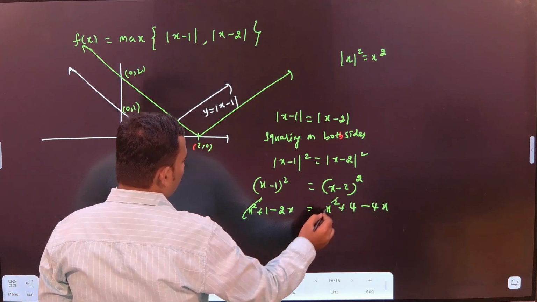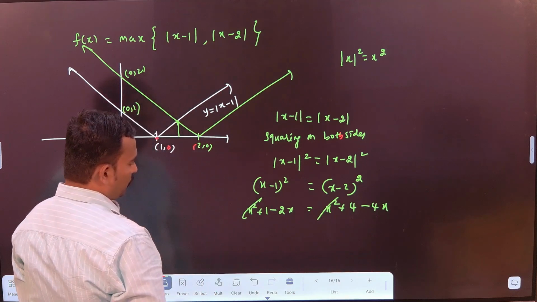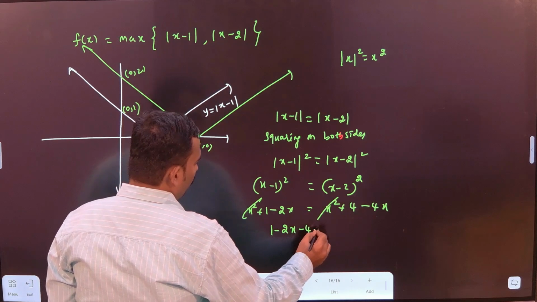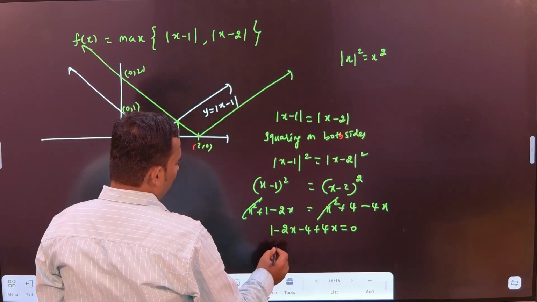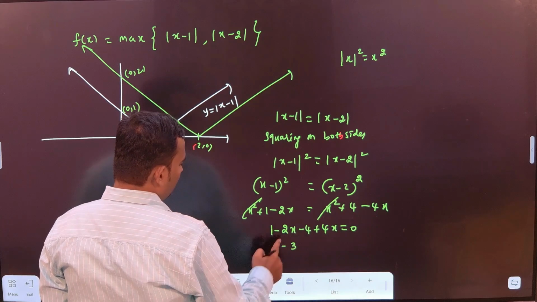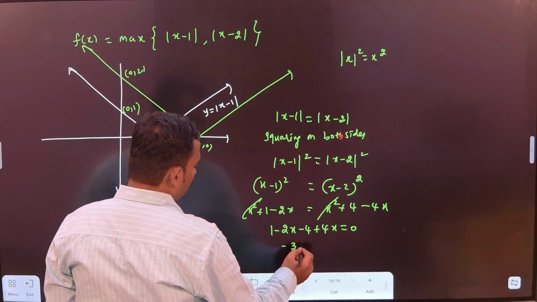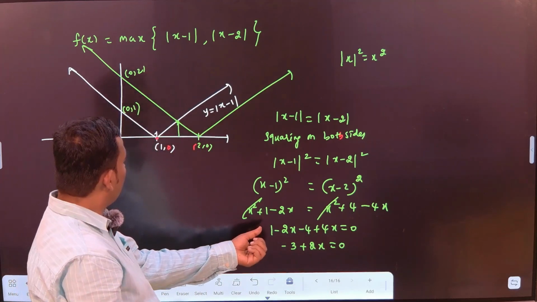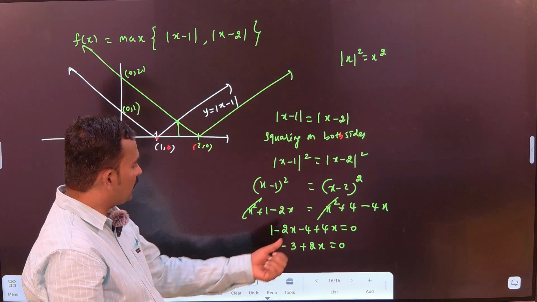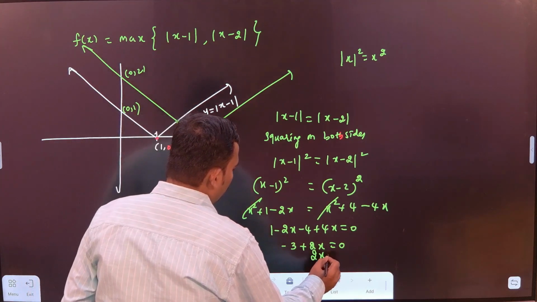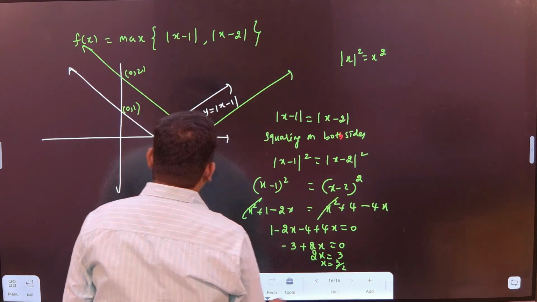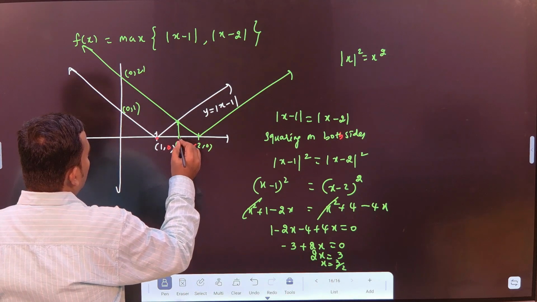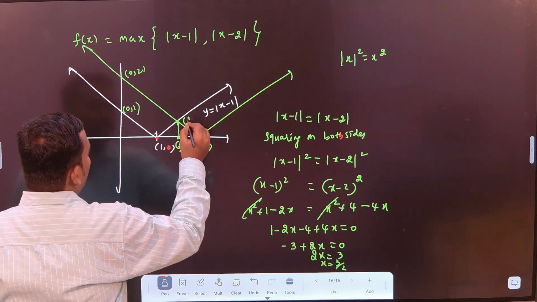So here you can see x square cancels. 1 minus 2x, here 2 square is 4, 2 into 2 is 4x, correct. So 1 minus 2x minus 4 plus 4x equals 0. Then you can simplify this. 1 minus 4 is minus 3, and minus 2x plus 4x is plus 2x, right? You can check it clearly. Minus 3 plus 2x equals 0, therefore 2x equals 3, x equals 3 by 2. Therefore, this point is exactly 3 by 2, this point 3 by 2 comma 0.